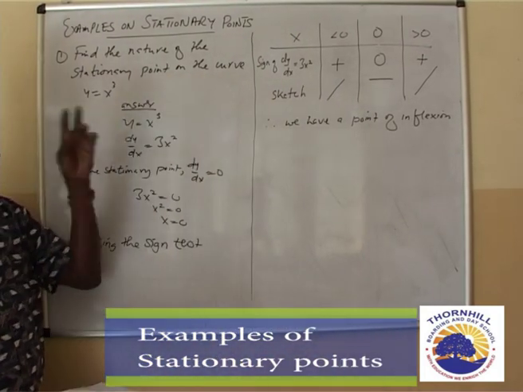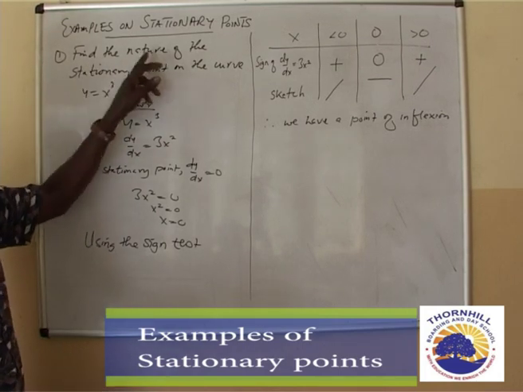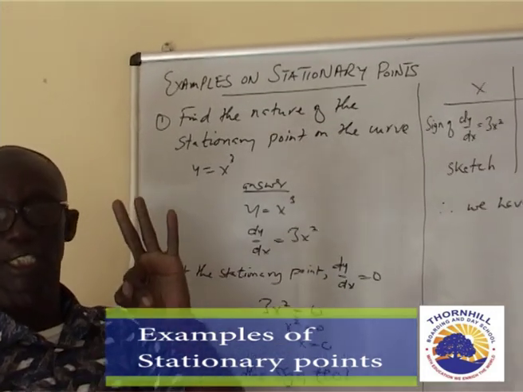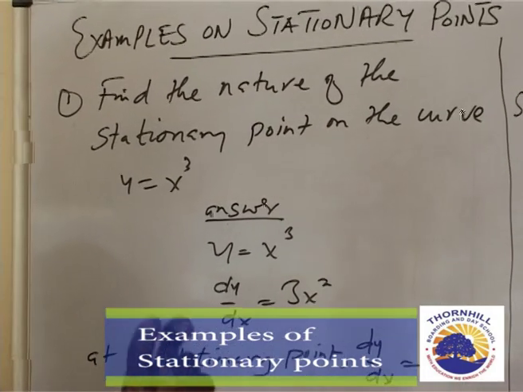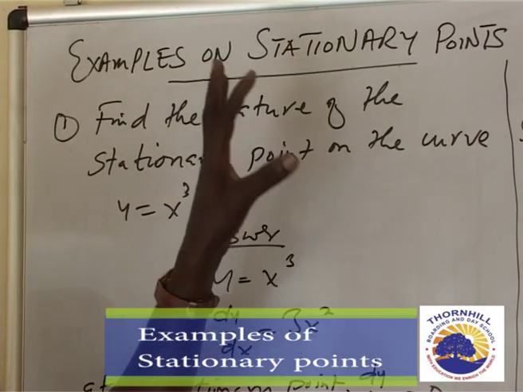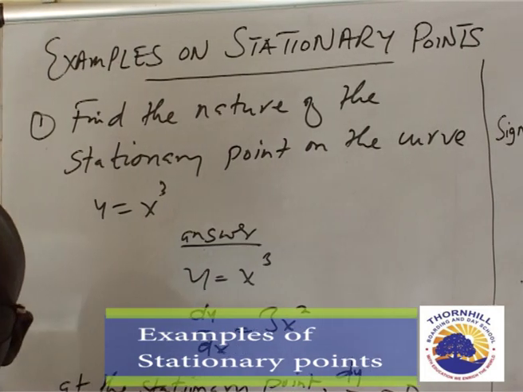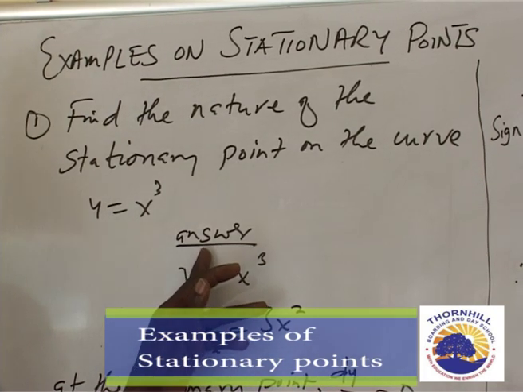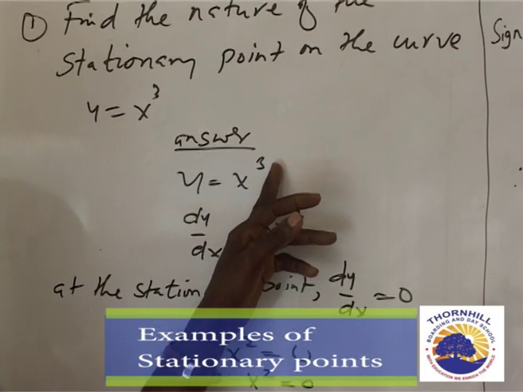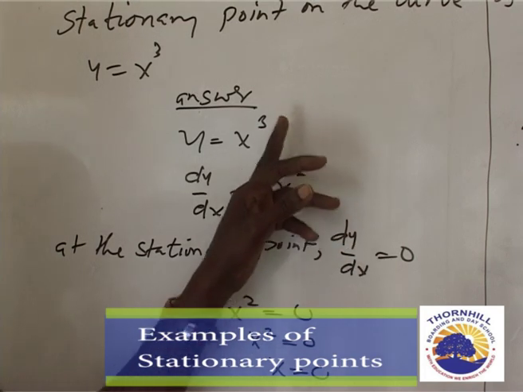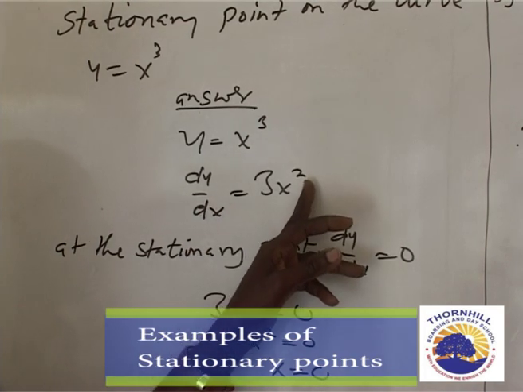Let me go over again so that you get it. Find the nature of the stationary point. We are told that we have 3 stationary points: maximum, minimum, and point of inflection. So how do you know that this particular curve, the turning point which is there, is maximum, minimum, or point of inflection? So this is how you go about it. You are given y is equal to x^3. You differentiate. dy/dx is equal to 3x squared. The 3 comes down, you subtract 1.